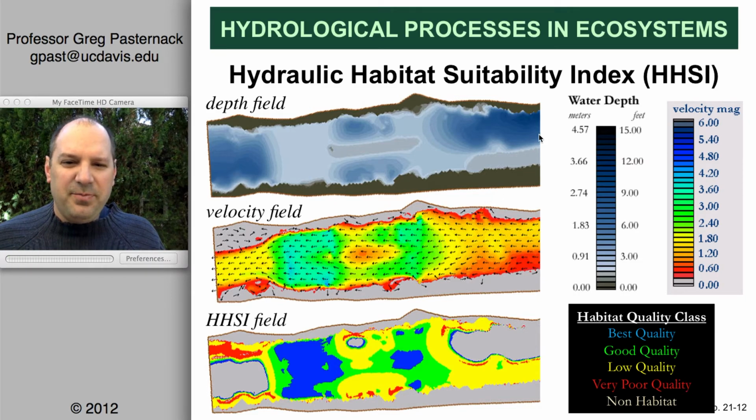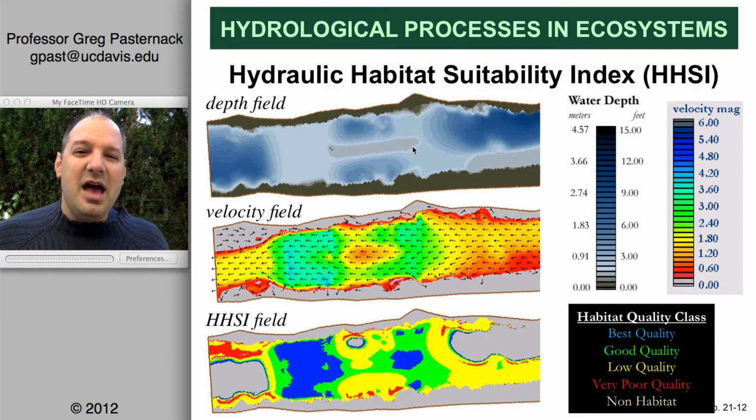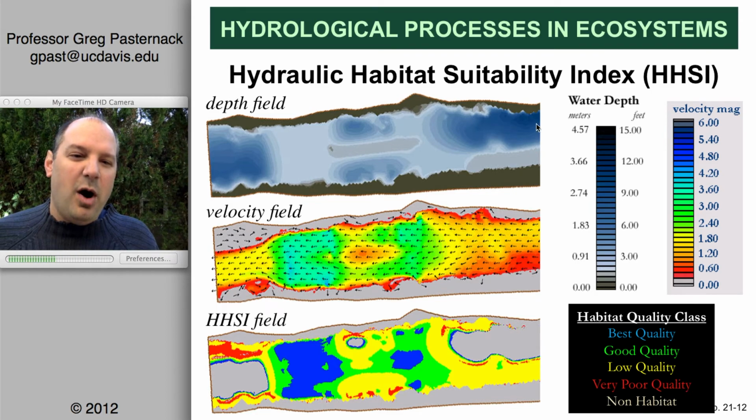The top plot shows a map of depth, with the whitish gray colors being shallow and the dark blue being deep water, and the scale is given over on the right. The next one, the colors show velocity, with red being low velocity and blue being high velocity. And the arrows here, like these black things, are arrows that show the direction of flow.